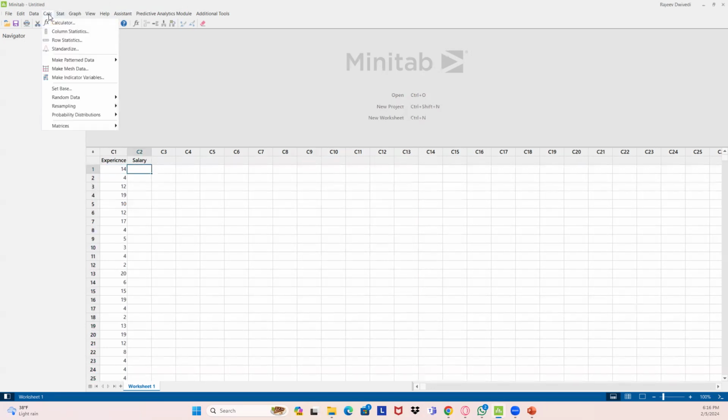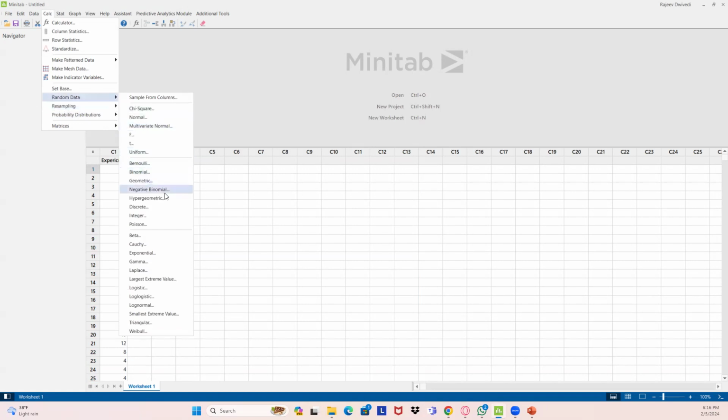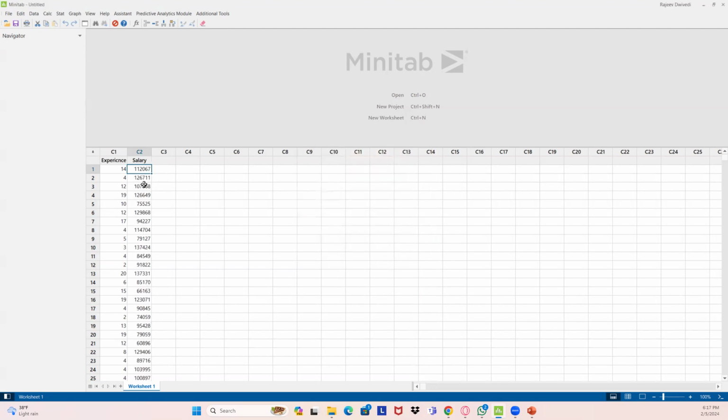So I'm just going to do the same for salary, with a minimum of 60,000 and a maximum value, let's say I put 120 or 140,000. Okay. So this is someone's experience and this is their salary.